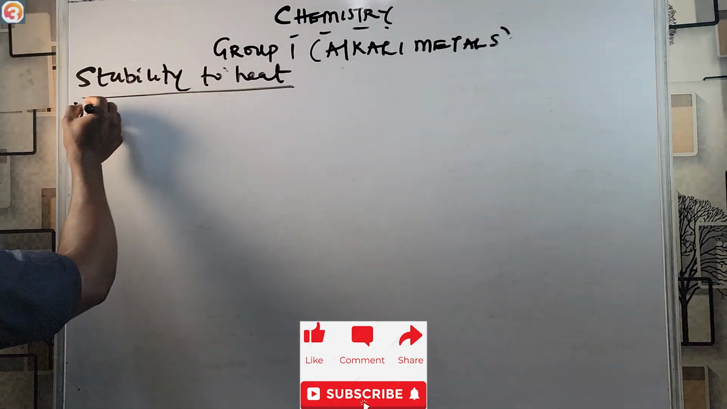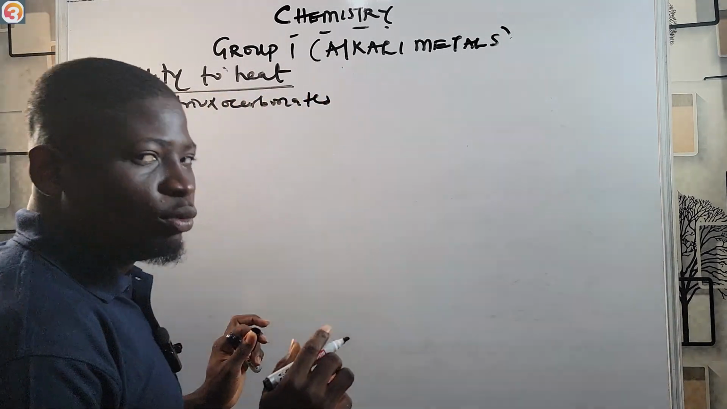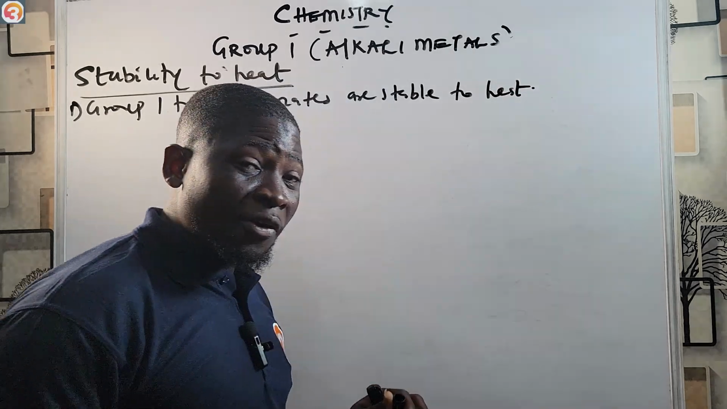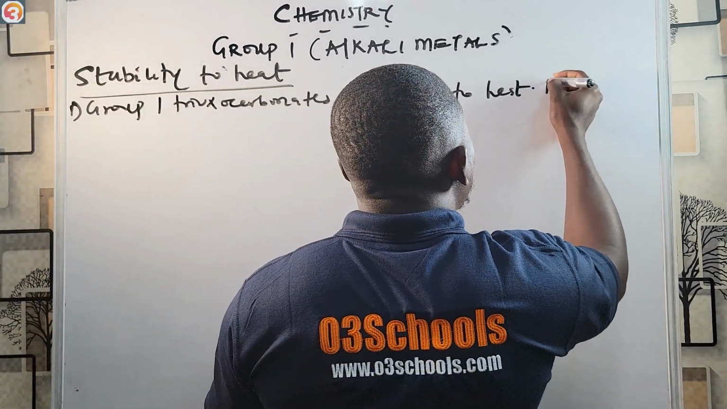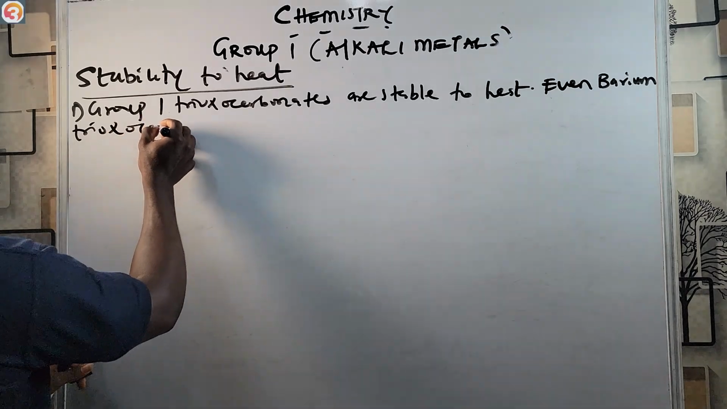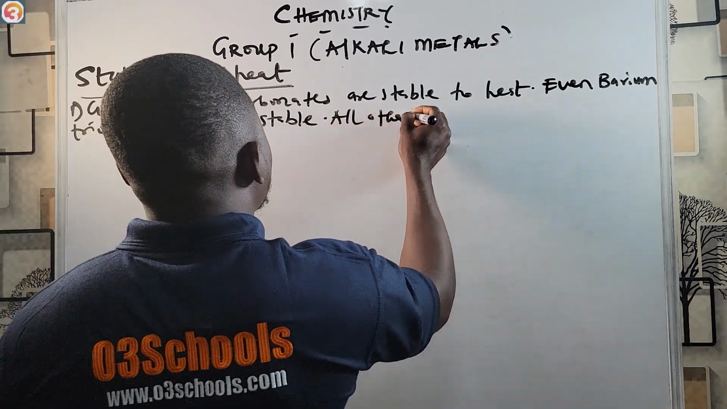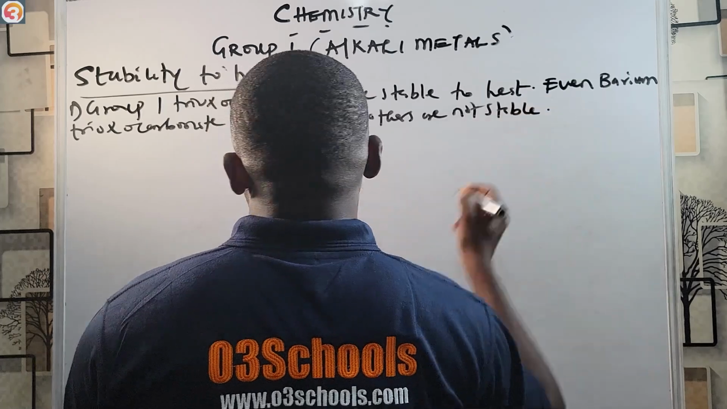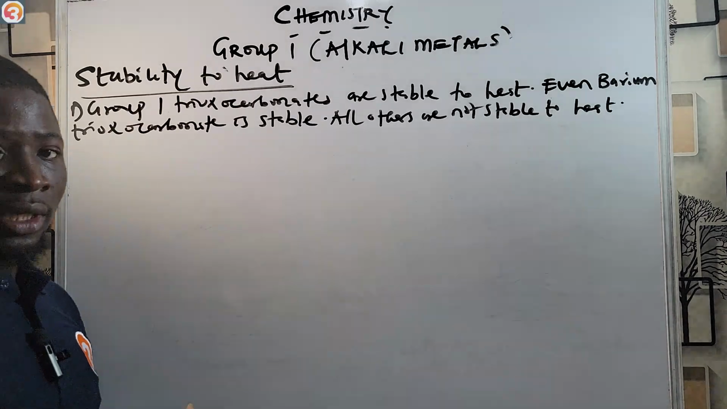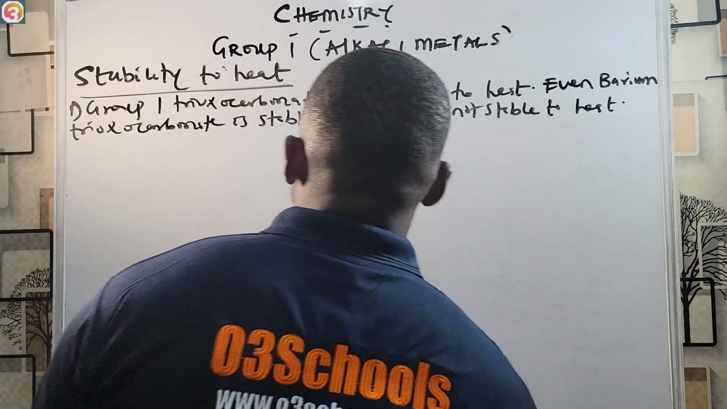Now, number one, group one trioxocarbonates are stable to heat. Even barium trioxocarbonate is stable. In fact, all others are not stable. All right, they're not stable to heat. Now group one trioxocarbonates are stable to heat, including barium trioxocarbonate. Even barium trioxocarbonate is stable to heat. All others are not stable to heat.